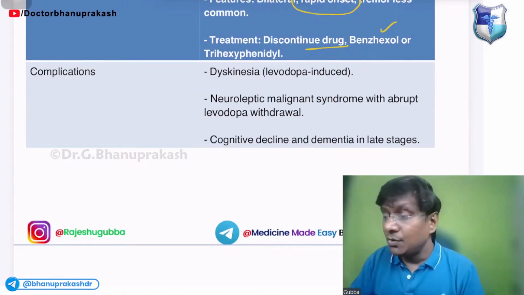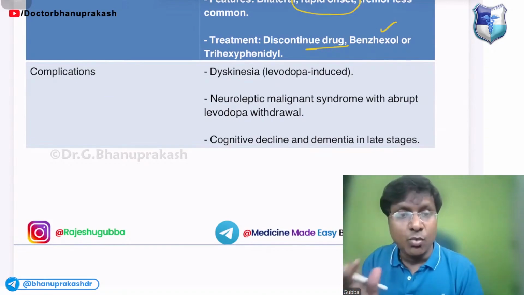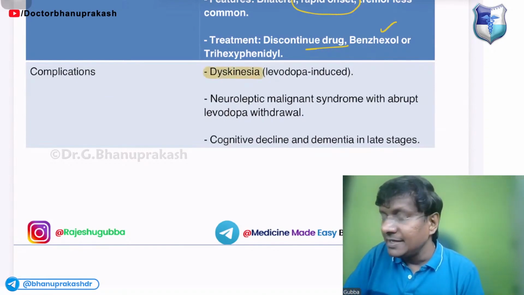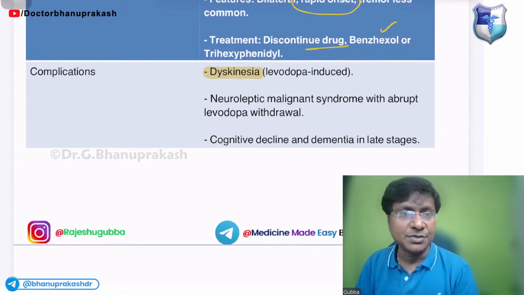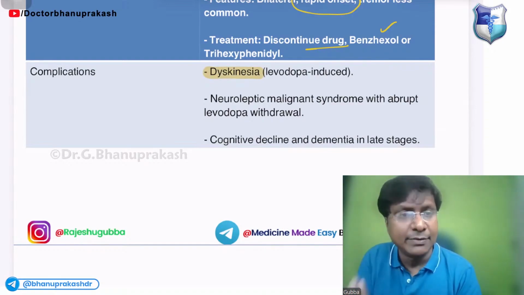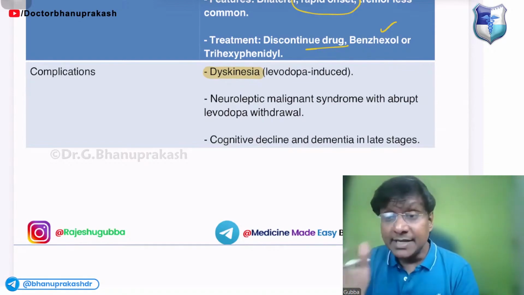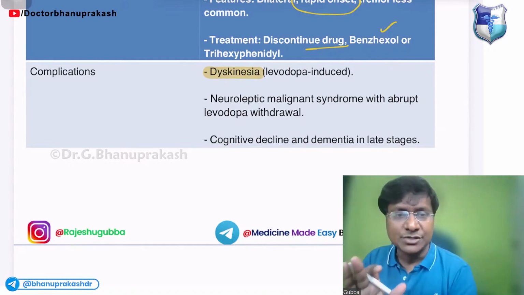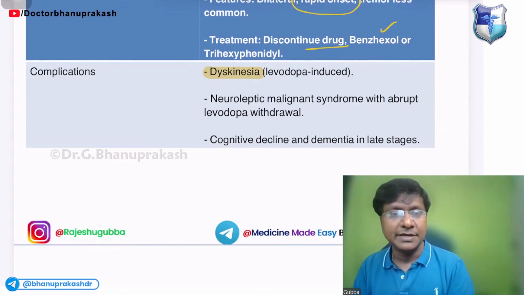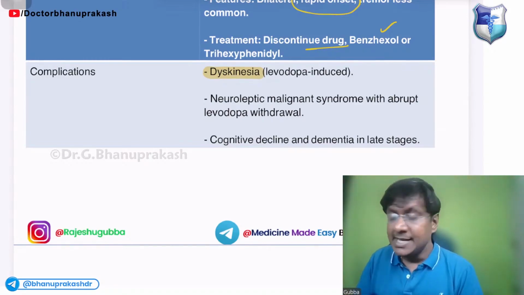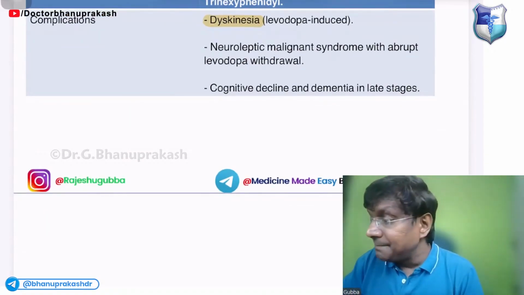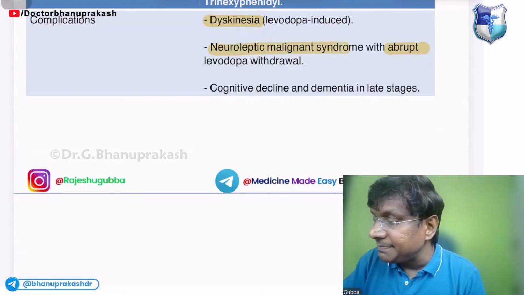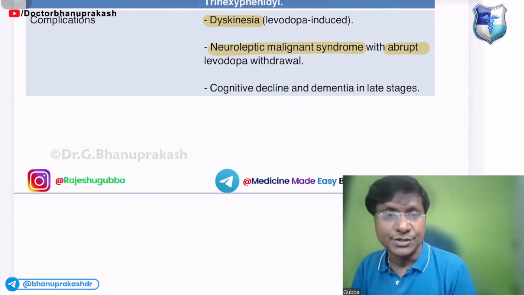And whenever you are giving levodopa, what are the complications? That will be dyskinesia. And it is not the most common; actually, the most common will be nausea and vomiting. One of the very important complications of levodopa will be dyskinesia. And whenever you suddenly stop levodopa, abrupt withdrawal will result in the development of neuroleptic malignant syndrome.